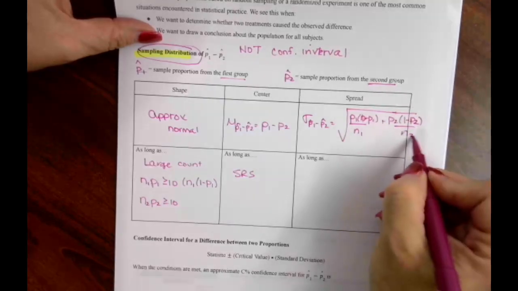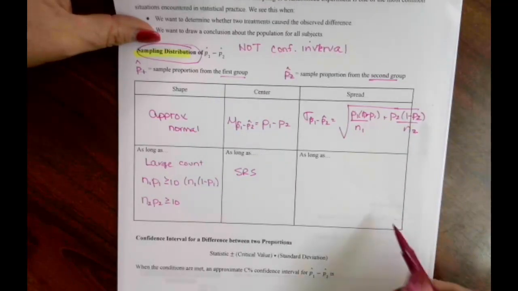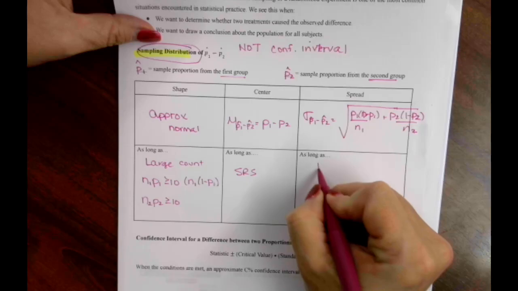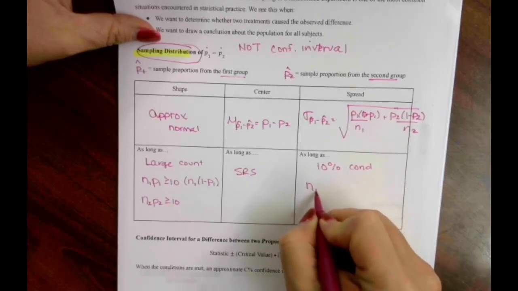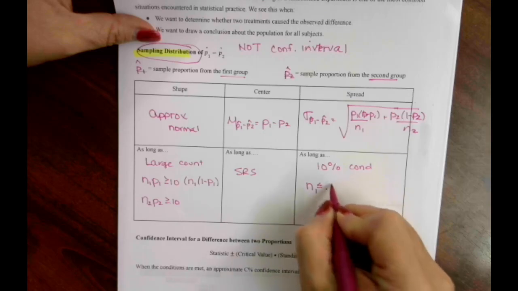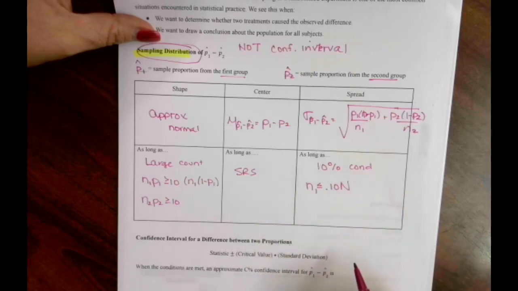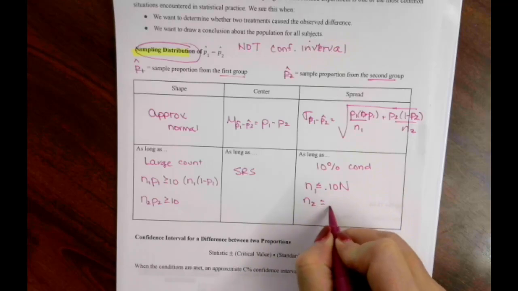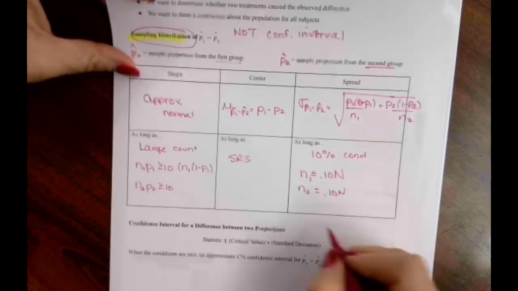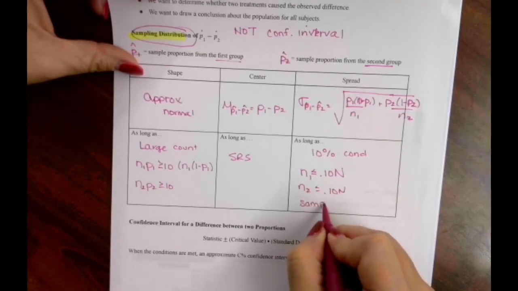And this, again, is for a sampling distribution, and we know that this is true as long as we meet the 10% condition. And again, that was the first sample has to be less than or equal to 10% of our overall population, and then so does the second one. And if you remember, this is only with sampling. This is not an experiment.